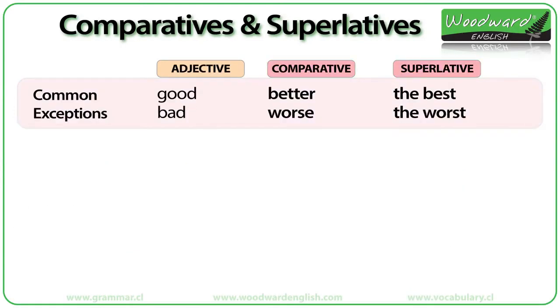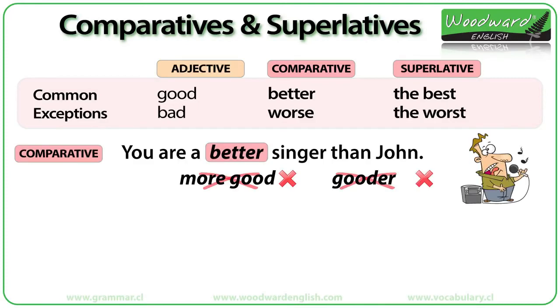Of course, there are always exceptions in English. 2 common exceptions are the adjectives good and bad. With good, the comparative form is better, and for the superlative form, we say the best. For example, you are a better singer than John. Yes. We do not say more good, no. And we do not say gooder, no. We say better.